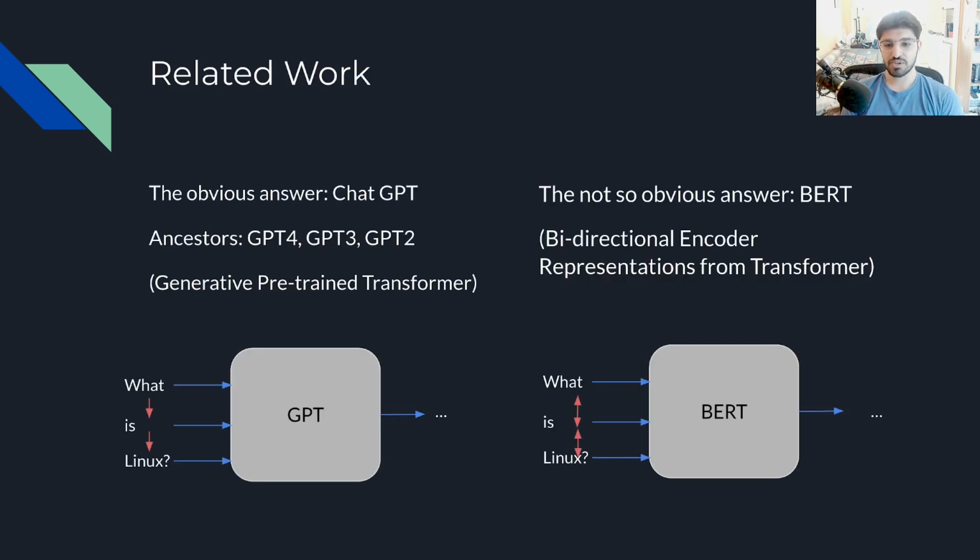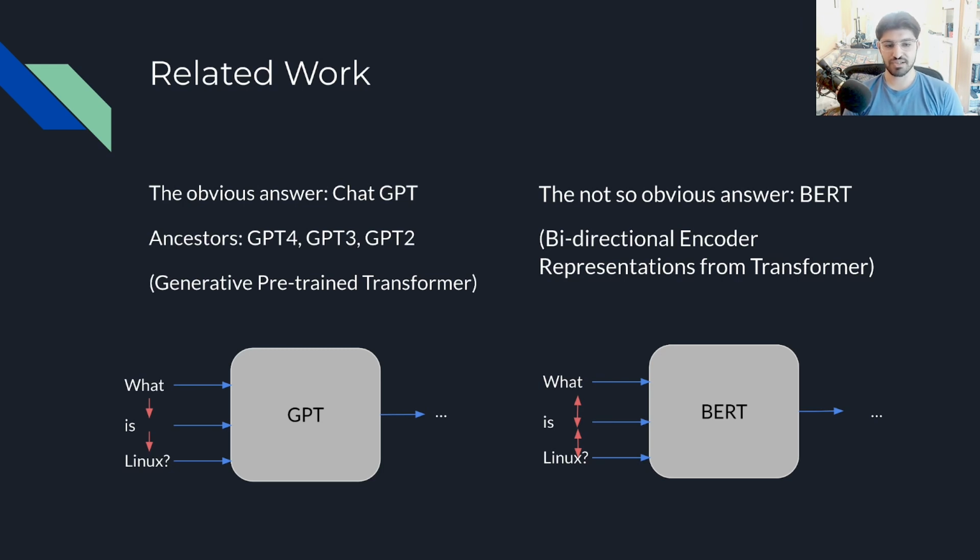The obvious answer is ChatGPT and its ancestors GPT-4, 3, and 2. GPT stands for Generative Pre-trained Transformer. It takes a series of tokens as input, and it tries to predict the following tokens. This makes it lack context awareness.